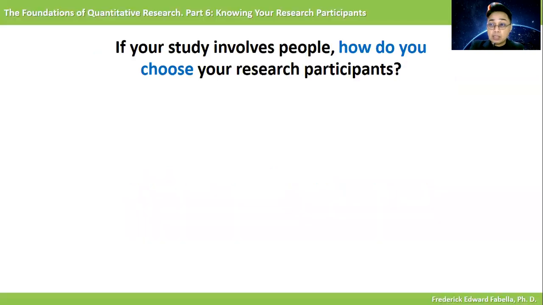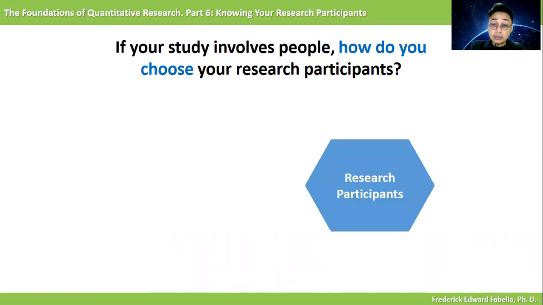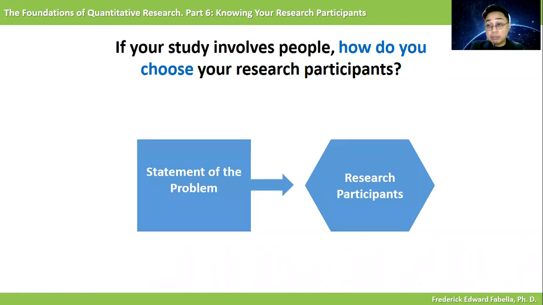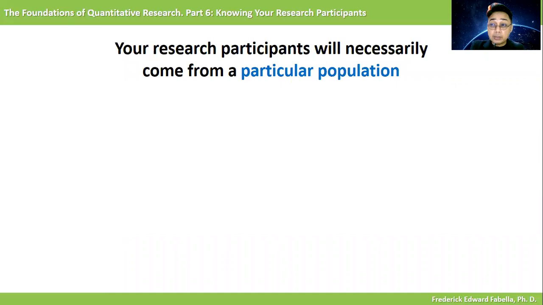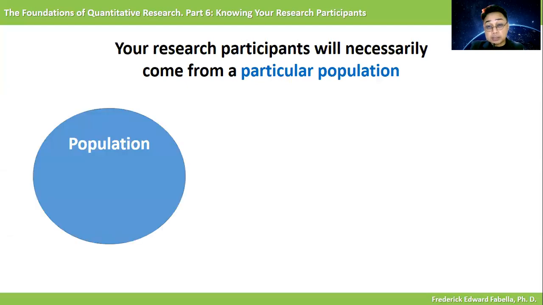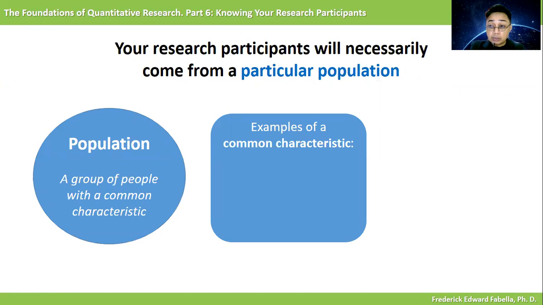Okay, so if your study involves people, how do you choose your research participants? Your research participants will depend on your statement of the problem, and they will necessarily come from a particular population. So, what do you mean by population? A population, for purposes of research, is a group of people with a common characteristic. So, what are examples of a common characteristic?